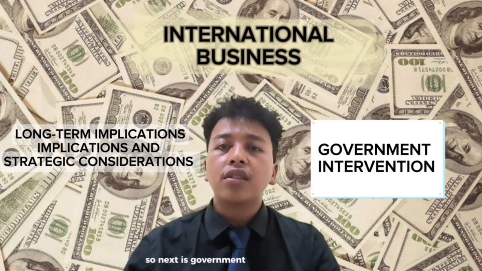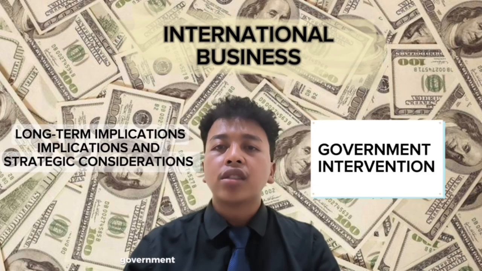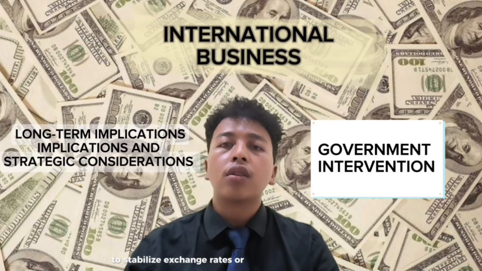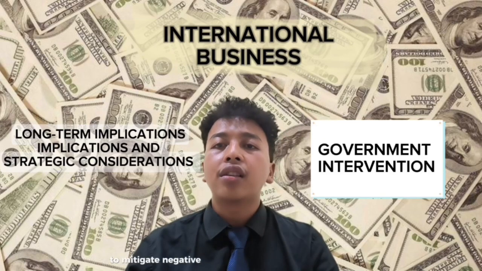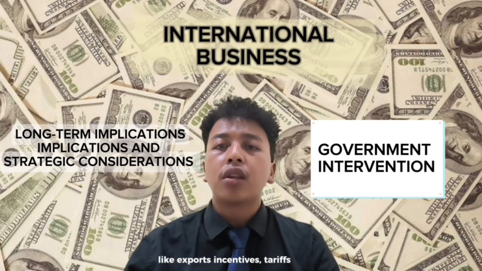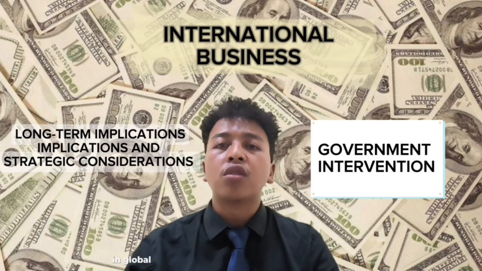So next is government intervention. The Chinese government may intervene in the currency market to stabilize the exchange rate or implement measures to mitigate the negative impact on the trade deficit. Policies like export incentives, tariffs and subsidies can also influence the competitiveness of Chinese businesses in the global market.